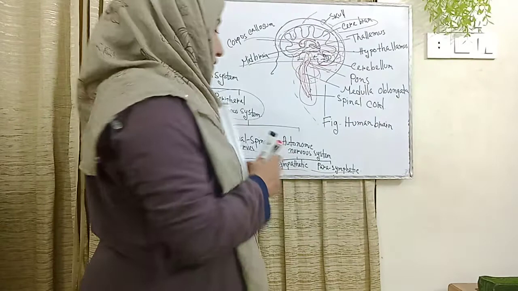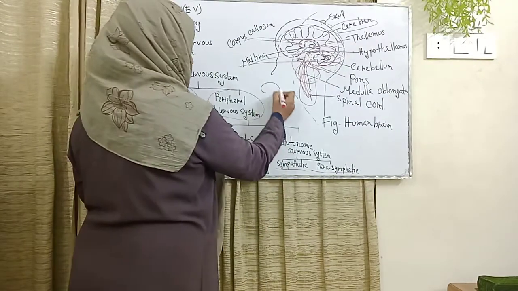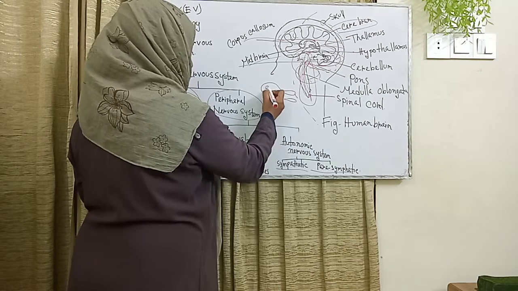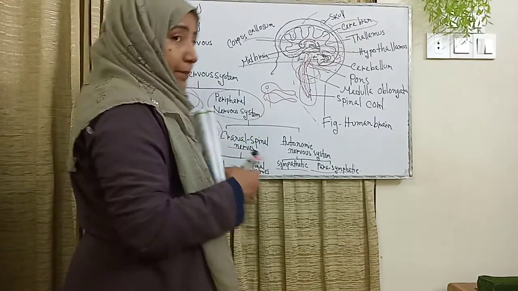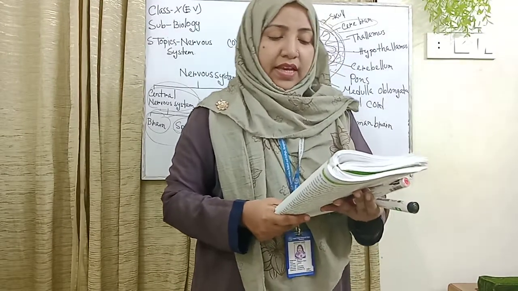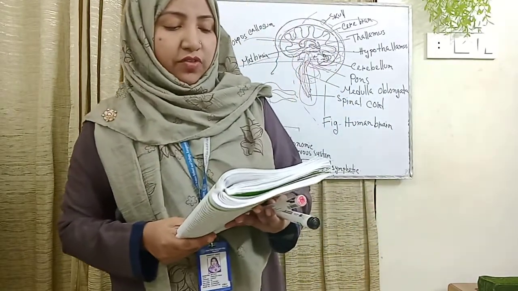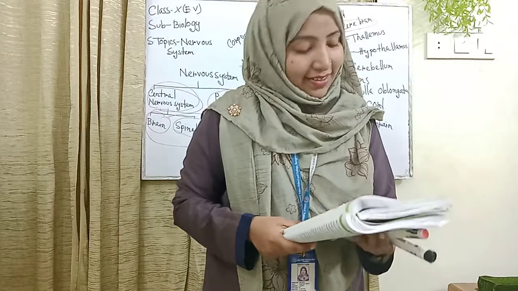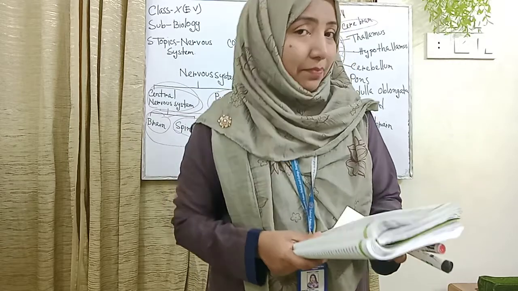Let's see what the foramen magnum is. It is this type of structure, and this structure is the foramen magnum, and the spinal cord is situated there. The spinal cord is composed of grey matter and white matter, but their position is quite opposite to the brain. The white matter is the outer part and the grey matter is the inner part.